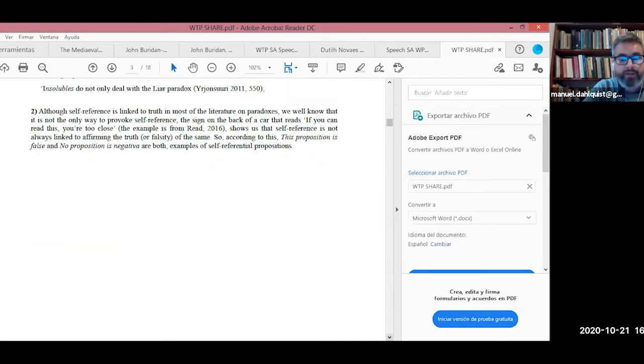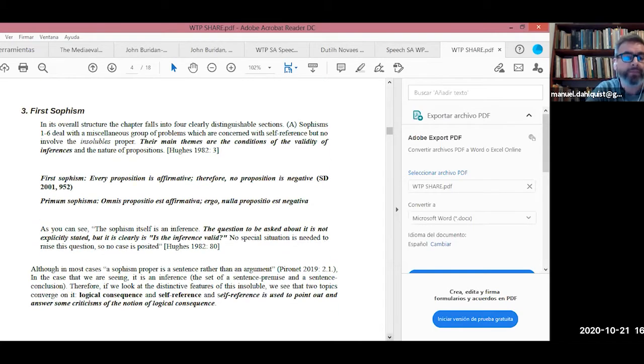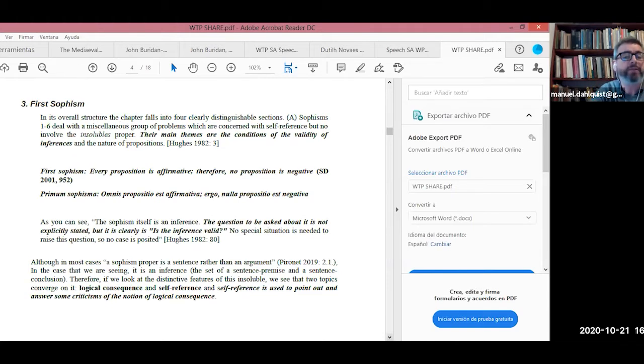Three, first sophism. Hughes divides chapter 8 of Sophismata into 4 sections. For the present work, the important point is that the first section, Sophisms 1 to 6, is about the conditions of the validity of inference. This paper is specifically about the insoluble with which chapter 8 begins, which says, every proposition is affirmative, therefore no proposition is negative. Primum sophisma: omnis propositio est affirmativa, ergo nulla propositio est negativa.